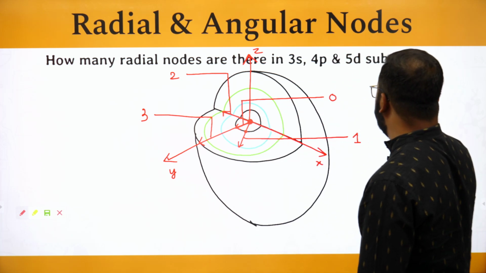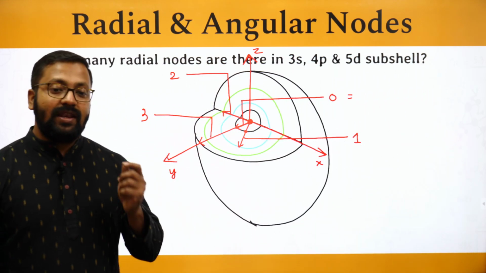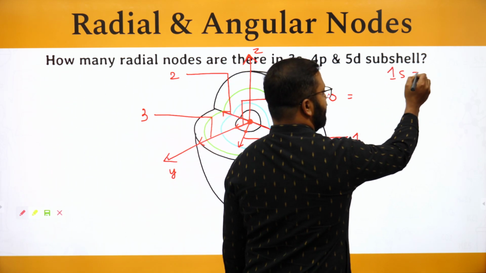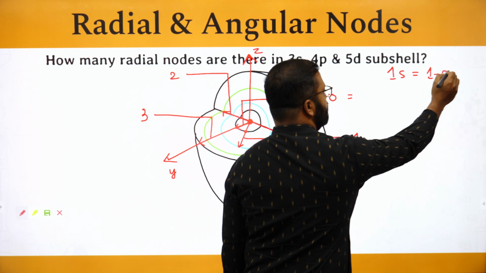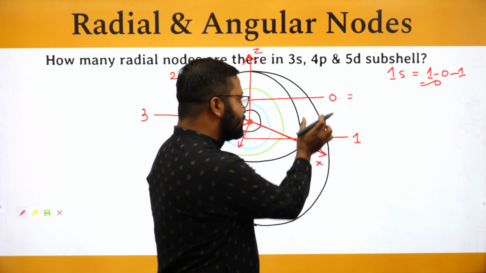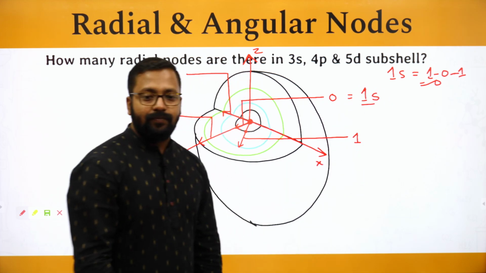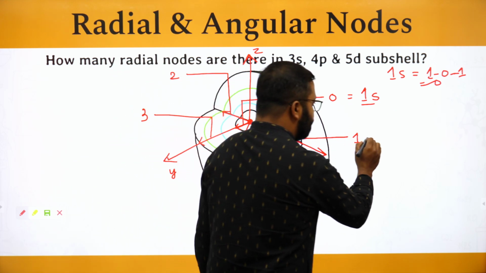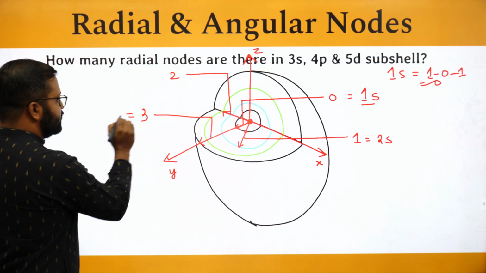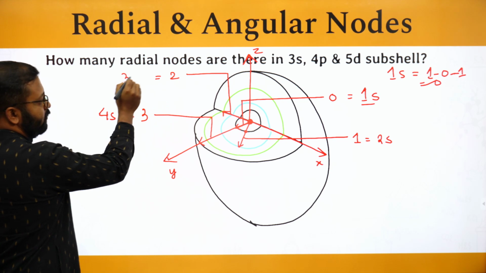Can you tell me the number of radial nodes for 1s? For 1s, I will write it as 1 minus 0 minus 1, that is equal to 0. That means this 0 represents a 1s orbital, 1 represents a 2s orbital, 2 represents a 3s orbital, and 3 represents a 4s orbital.